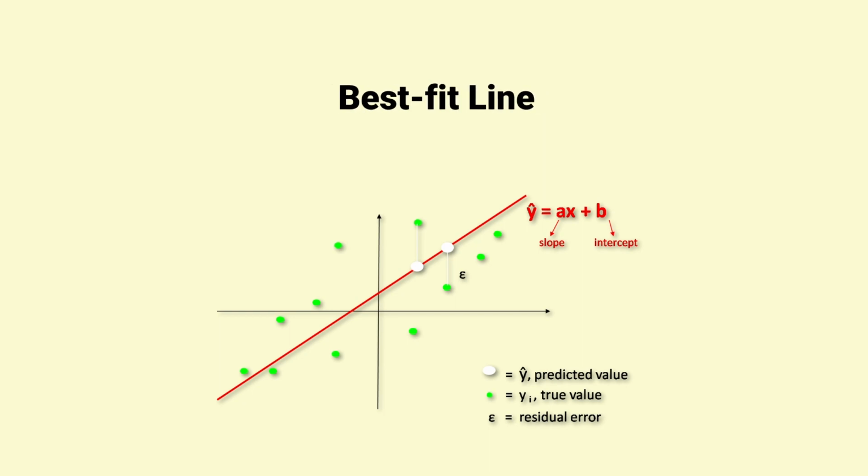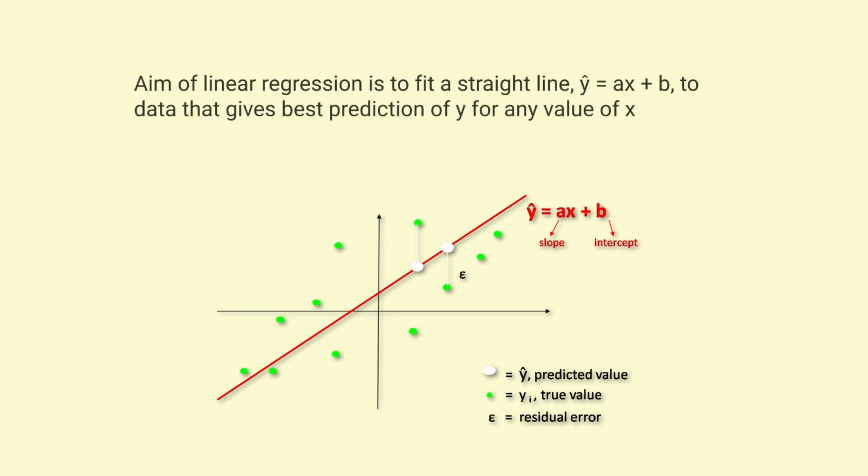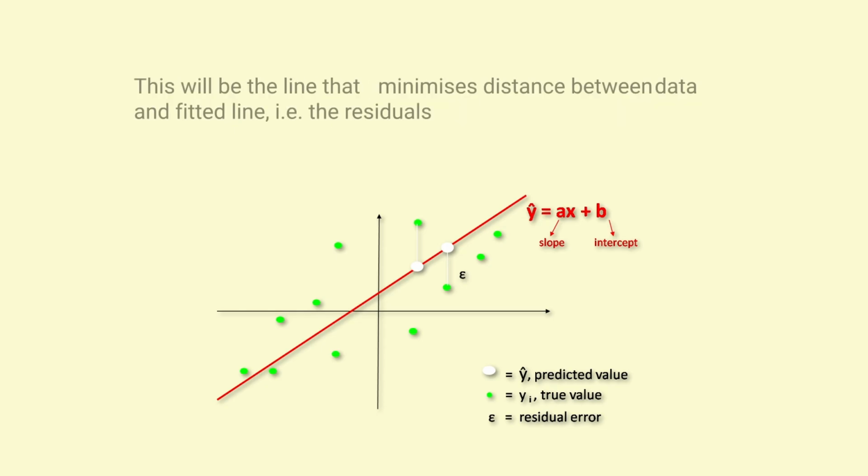This is the way by which we are going to calculate, and that is the reason the term best fit line is there. The aim of linear regression is to fit a straight line, that is y equals ax plus b, to data that gives the best prediction of y for any value of x. And we have seen that this is called slope, this is called intercept, y is the predicted value, and green is called yi, the true value, and residual error is also there, which we usually call the standard error. So this will be the line that minimizes the distance between the data and the fitted line, that is the residual value.